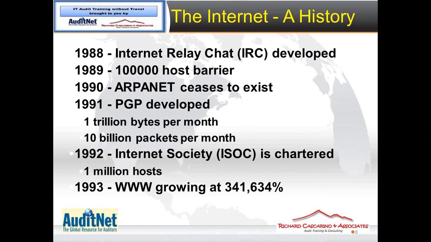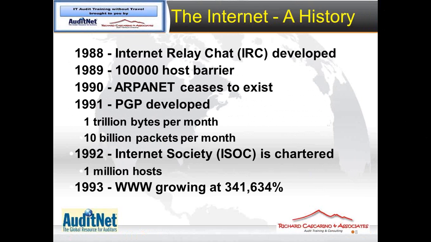By 1991, we were seeing 1 trillion bytes of information flowing a month and 10 billion packets a month. And in 1992, the Internet Society was chartered, and we hit the 1 million host level. Now, still at that time, we were running the Internet. We still didn't have the World Wide Web.